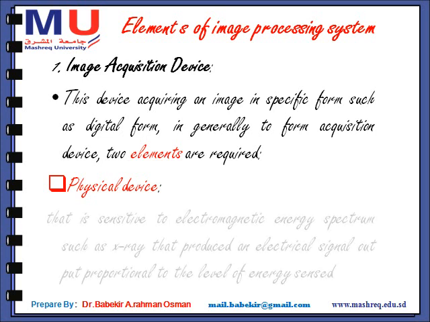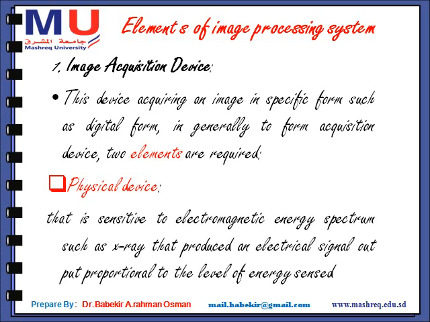The physical device is a device that is sensitive to the electromagnetic energy spectrum, such as X-ray, and produces an electrical signal output proportional to the level of energy sensed. This device converts from the physical domain directly into the signal domain.